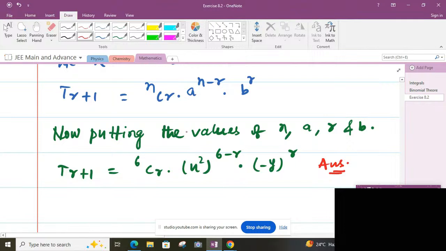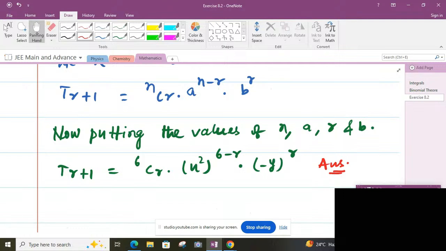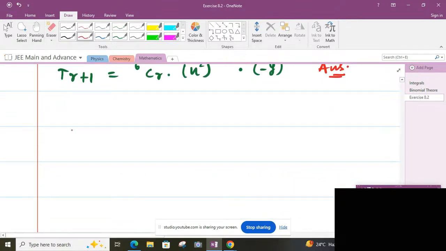Let's see the question number 4. Write the general term in the expansion of x square minus yx to the power 12 and x not equal to 0. Let's see the solution.